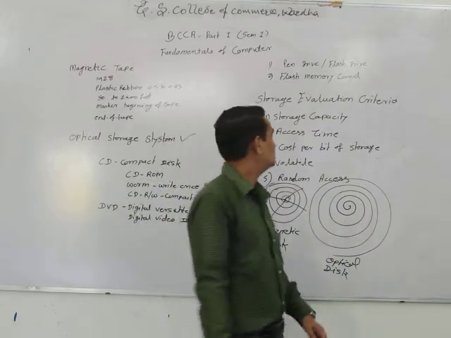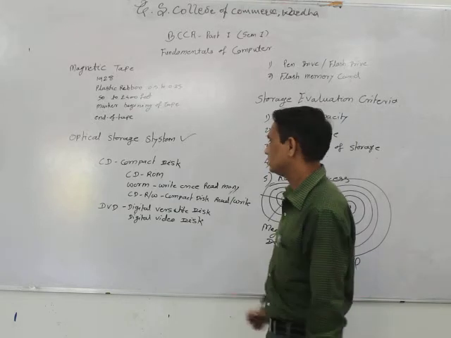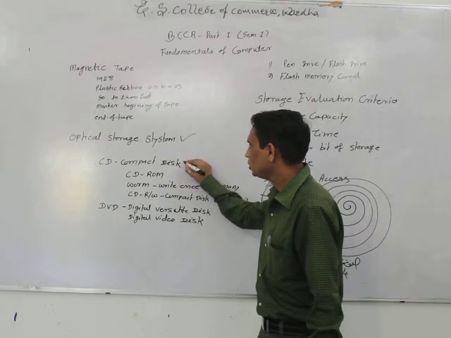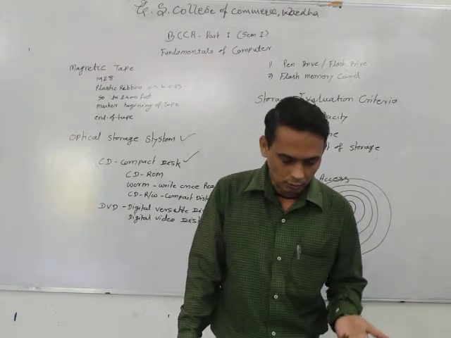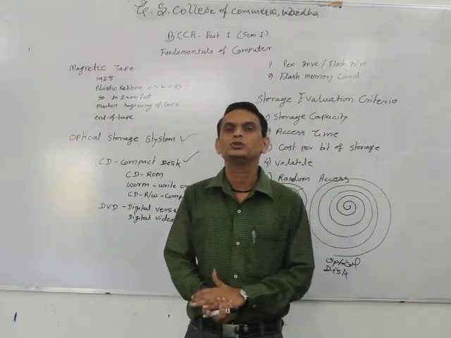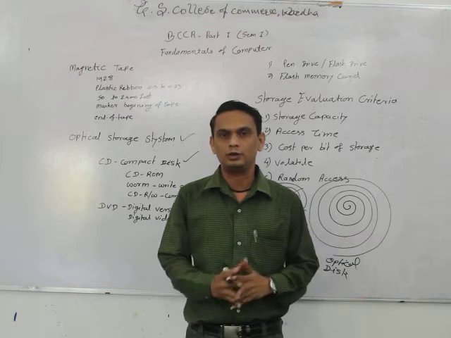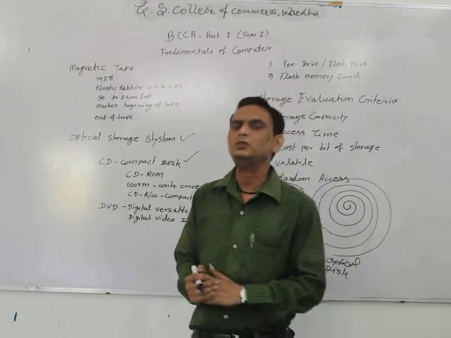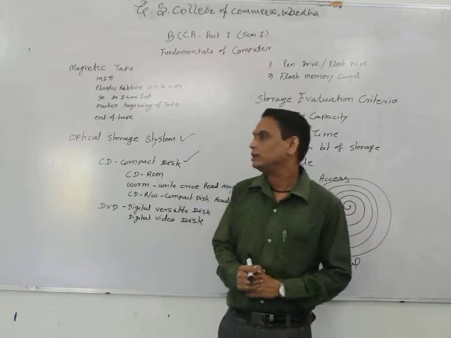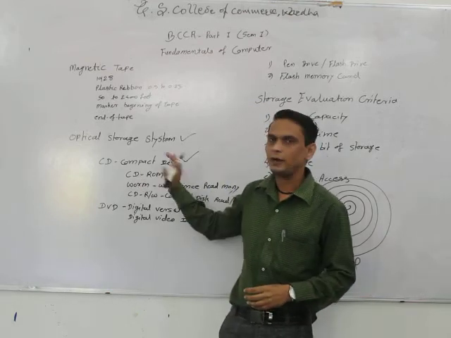In optical disc, we have some types. The first one is compact disc, called CD. It is most commonly used to store music, visuals or videos. That disc can store data also. We can normally store it on the compact disc.